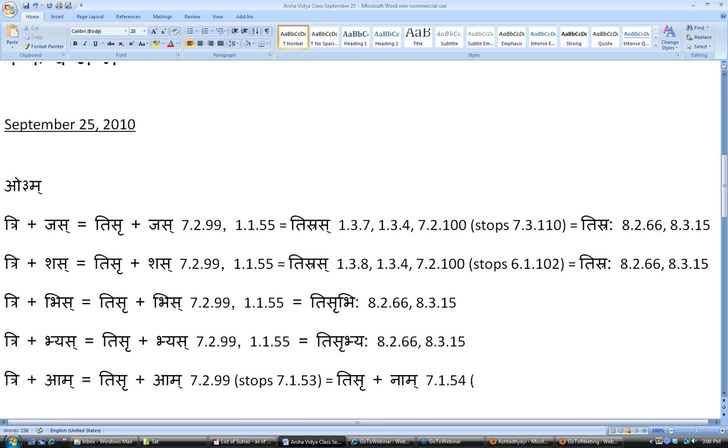Now using either the Vartikam or the Nyapakam on 6-4-4, and then of course we don't get any dirgha because of 6-4-4, so no dirgha, and then we have to finally do the natvam.